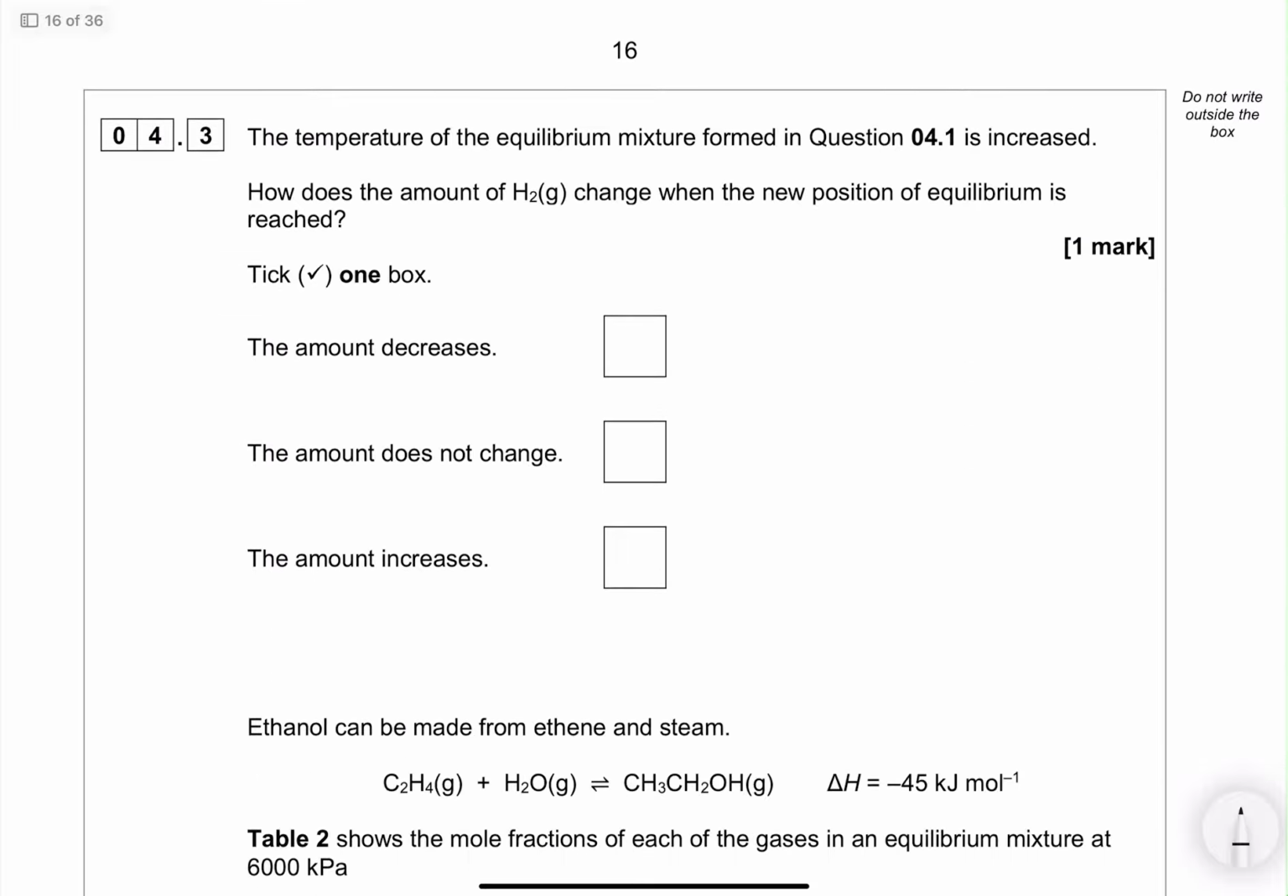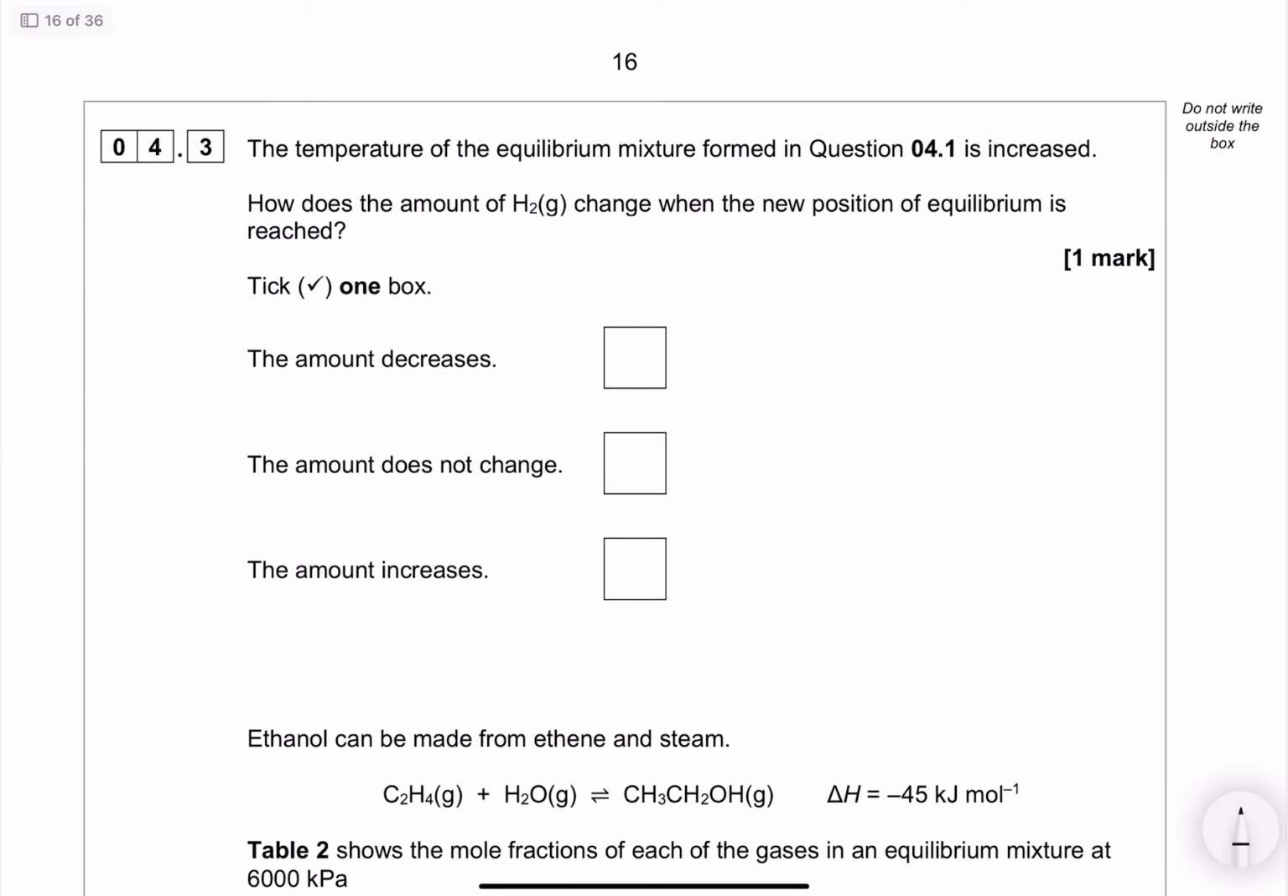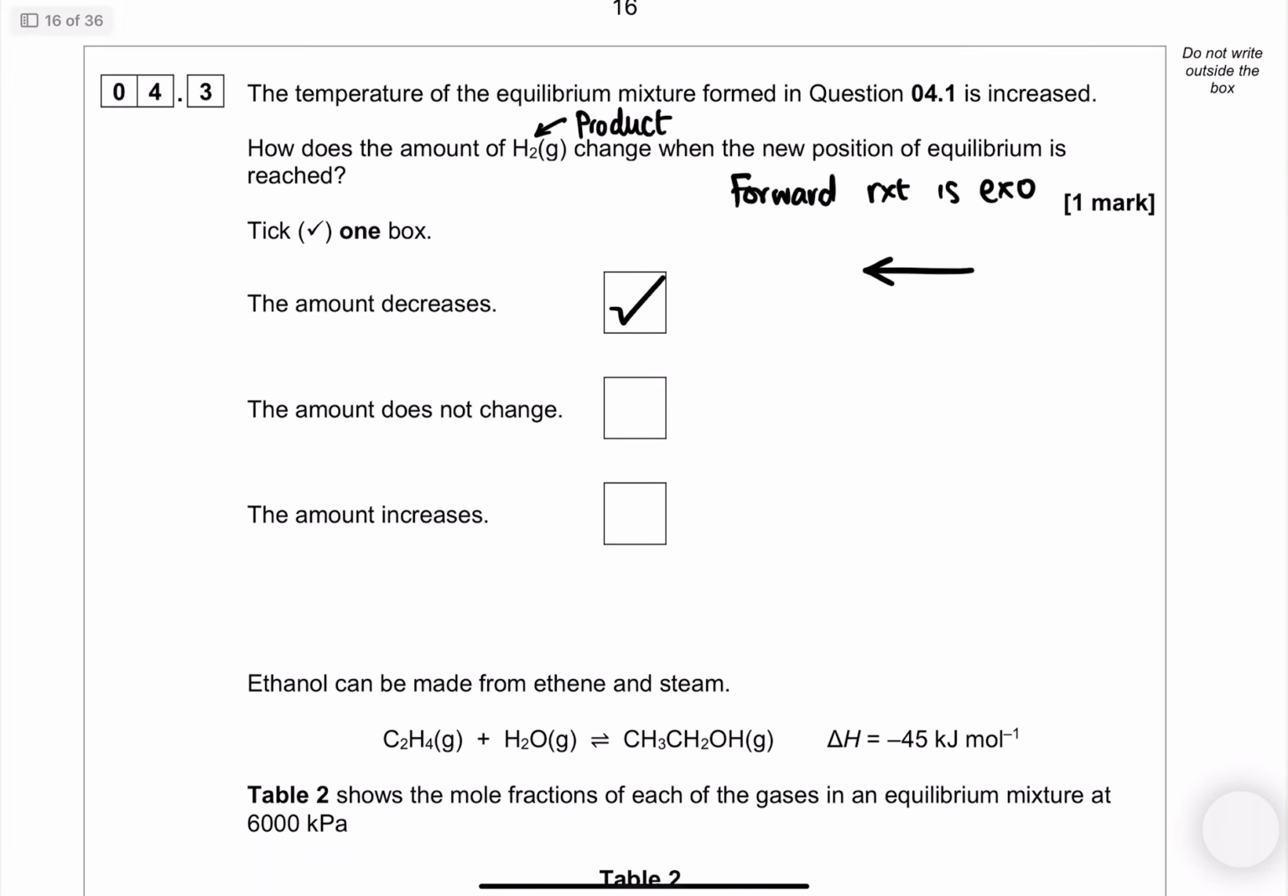The temperature of the equilibrium mixture formed in 4.1 is increased. So let's just go back. Forward reaction was exothermic. If the temperature is increased, we're going to shift left in the endothermic direction. How does the amount of H2, which was a product, change when the new position of equilibrium is reached? Now, if we've shifted left in the endothermic direction, the products will decrease.